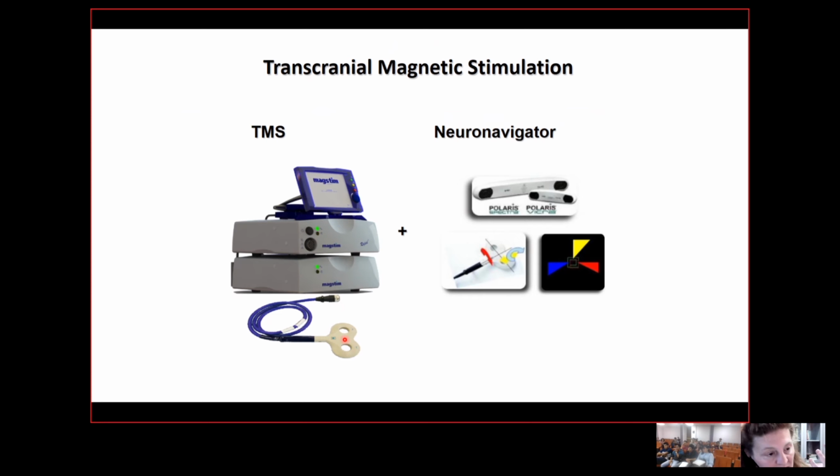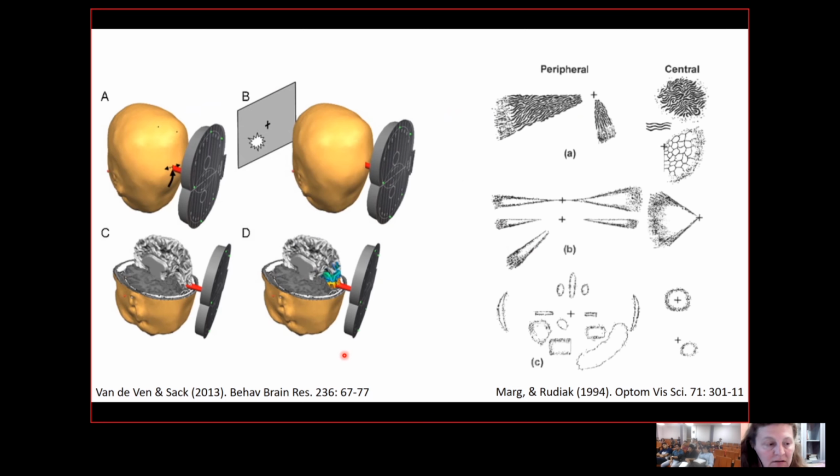So if I put this on the motor area, the area that controls your hand, you will have a hand twitch. So basically, you will move your hand by using this coil. Of course, we are not using motor stimuli, we are using visual stimuli.